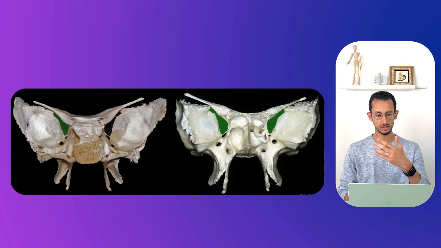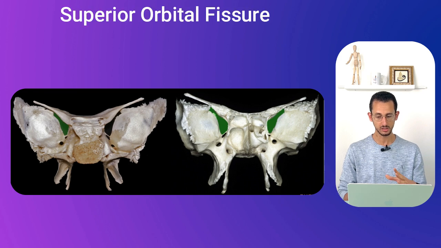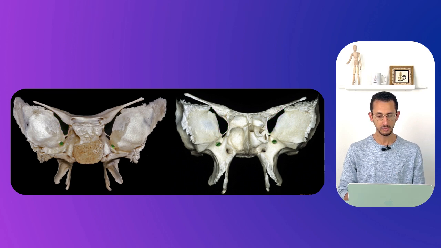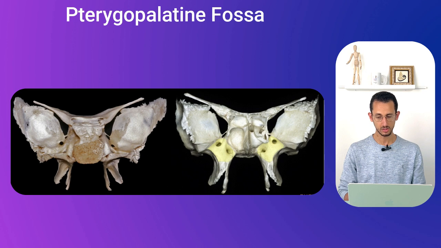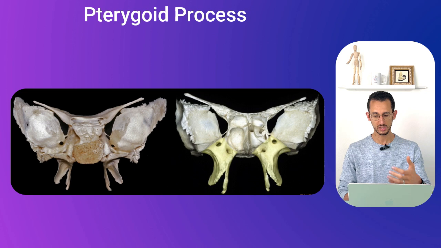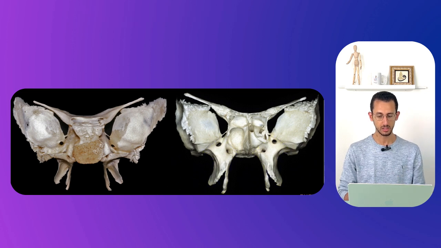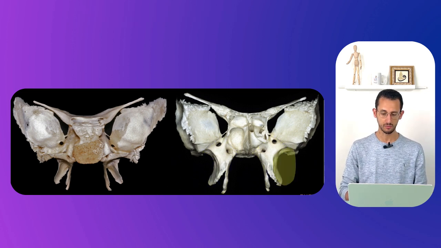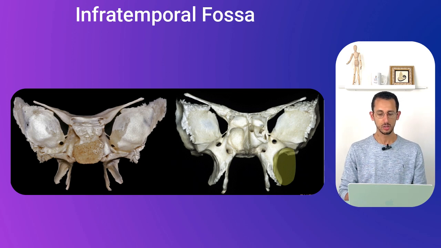Then this is the sphenoid bone and the relationship of those foramina to it. The ophthalmic nerve will pass through the superior orbital fissure, highlighted in green, to enter the orbit. The maxillary nerve will go through the foramen rotundum and into the pterygopalatine fossa, which is bounded posteriorly by the pterygoid process. Behind the pterygoid process, we can see the mandibular nerve passing through the foramen ovale to enter the infratemporal fossa. It's covered here, but you can see it goes through the foramen ovale to the infratemporal fossa.